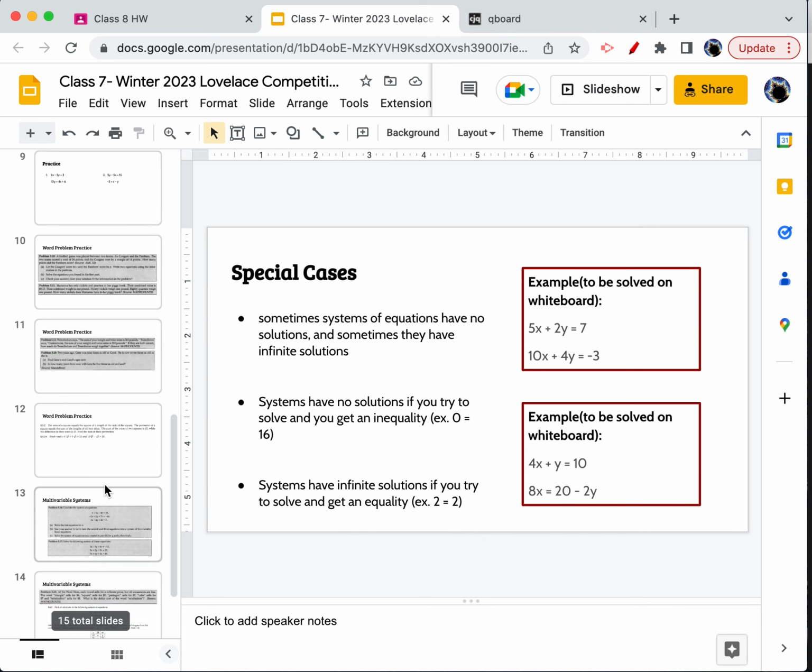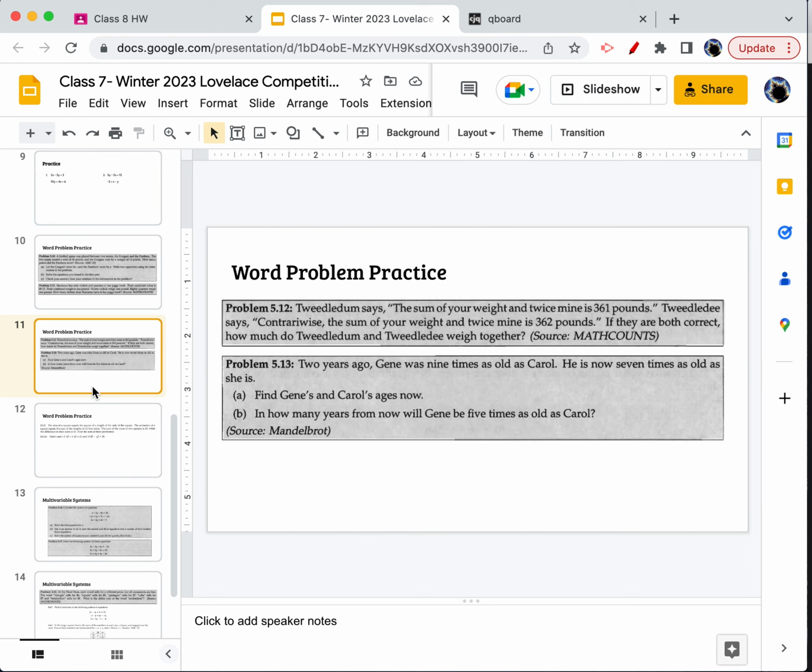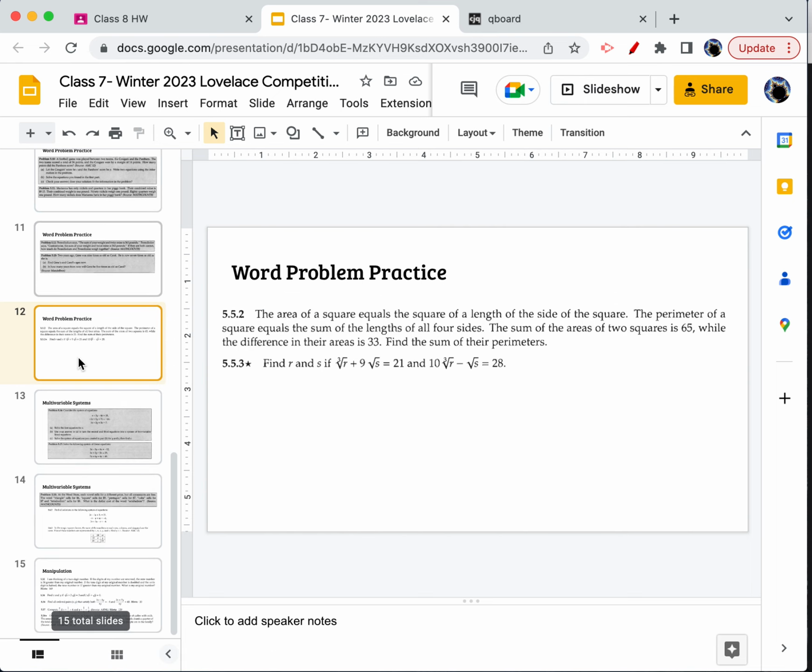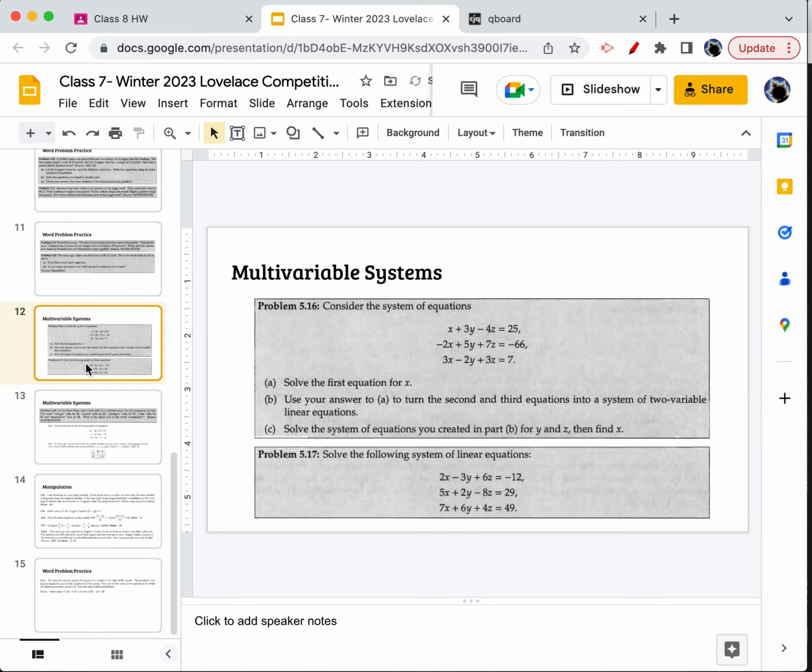Okay, so now let's go back to our topic of multivariable systems. So we've only looked at systems of equations for two variables, usually x and y. But we can have systems of equations for more than two variables. So for example, we might have a system of 3 equations, which would require 3 variables, or 4 equations, which would require 4 variables, and so on.